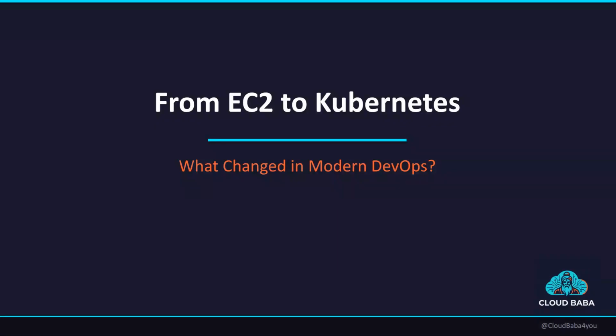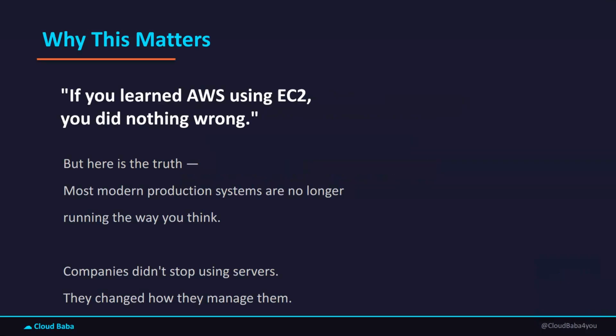Today we are going deep into something that's been on a lot of people's minds, that is Kubernetes. If you learned it using EC2, you did nothing wrong. But here is the truth: most modern production systems are no longer running the way you think. Companies didn't stop using servers, they changed how they manage them. In this video, I will explain what actually changed from EC2 to Kubernetes and why modern DevOps looks completely different.